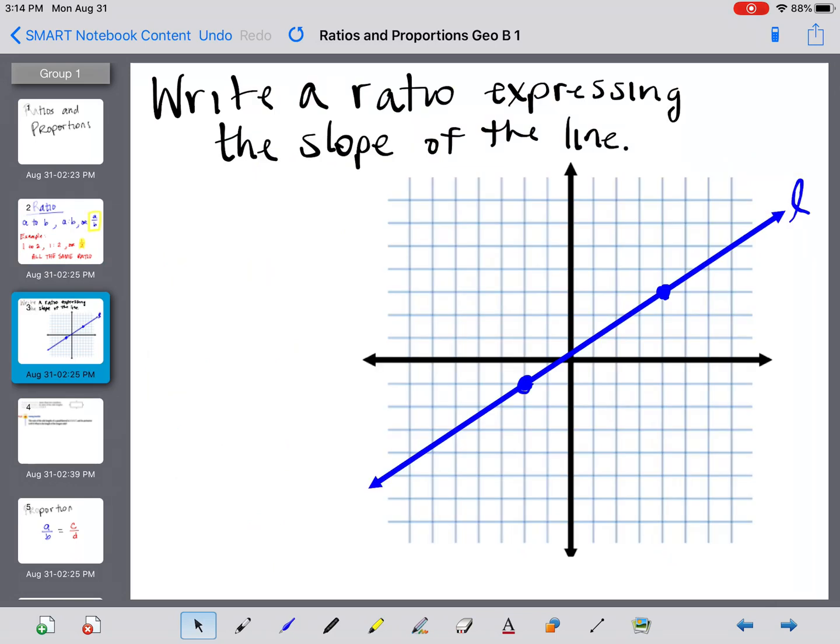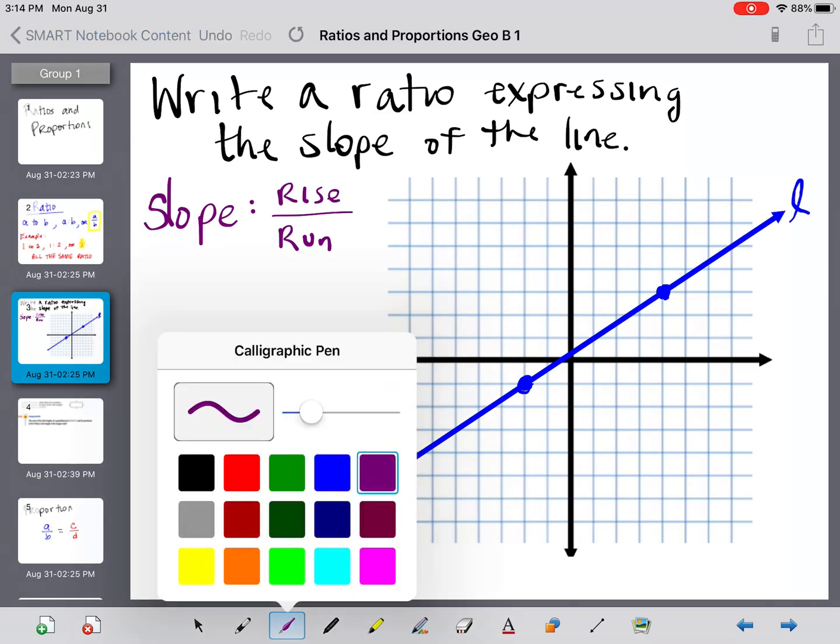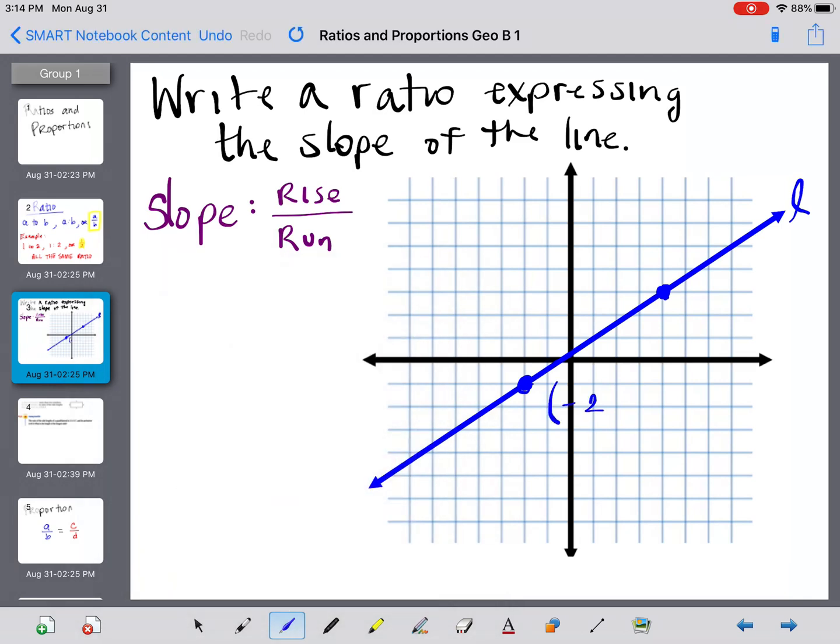In this first example, we are asked to write a ratio expressing the slope of the line. A reminder about slope is that it is rise over run. On a line, we can pick any 2 points and count the slope between them. The first point I picked is (-2, -1), and the point up here is (4, 3).